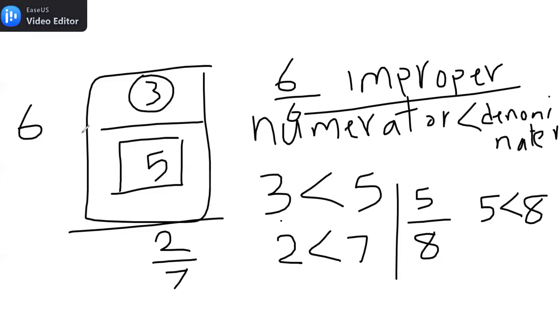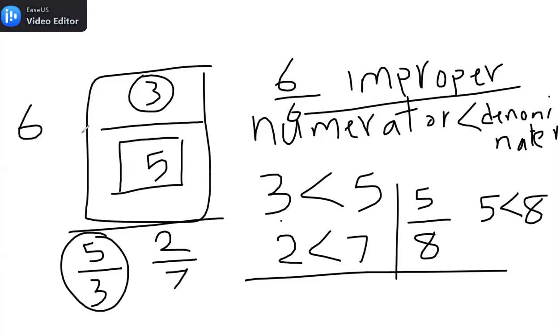Another one, Yusuf. 5/3, five thirds. Is it a proper fraction? No. Is it an improper fraction? Yes. Why? Because 5 is greater than 3, so we call it an improper fraction. Now, Yusuf, can you differentiate between improper fraction and proper fraction? Yes. Okay.